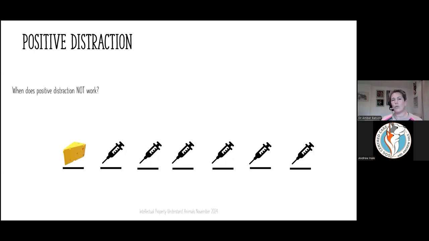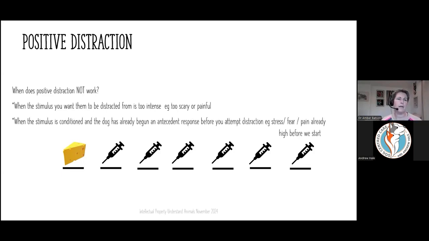When it doesn't work well is when the thing we're trying to distract them from is too intense. So it might be that they've got a really sore area that we're trying to clip and clean, and it's just never going to be possible to distract them from that discomfort. Maybe it is because we're putting in a particularly large needle, such as re-microchipping them as an example. If they have previously learnt about this stimulus and they've already begun an antecedent response before we attempt distraction.